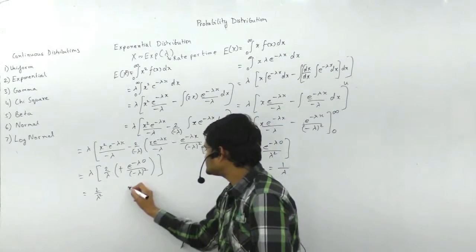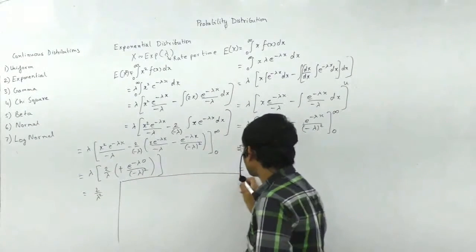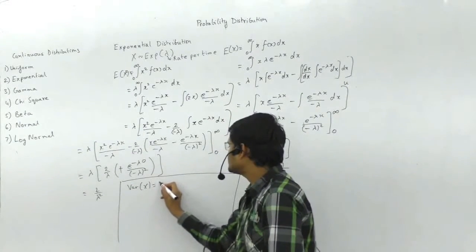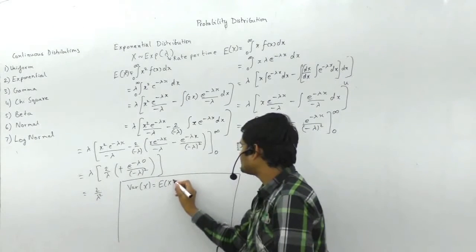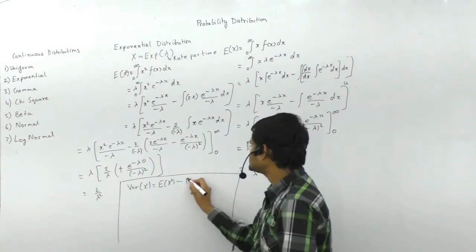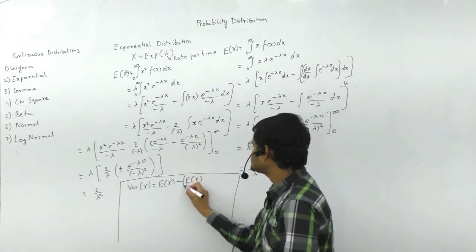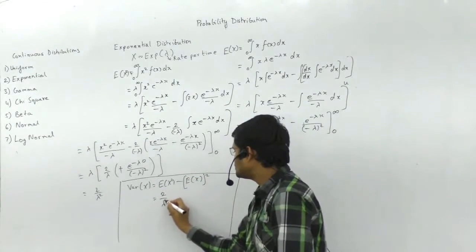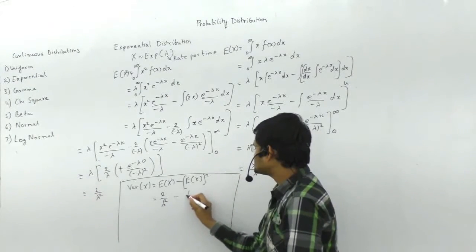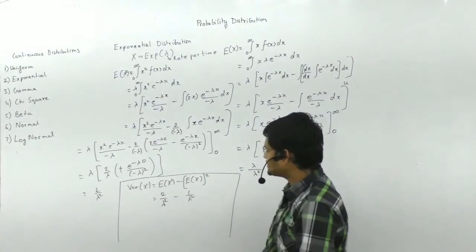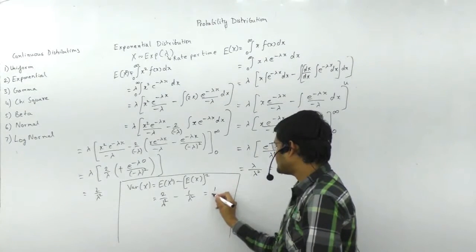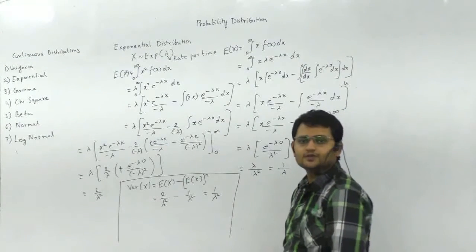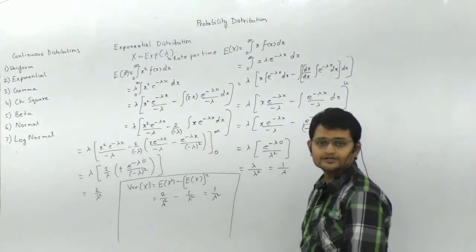Let's find the variance. Just do it here. So the variance of x will be the expected value of x square minus the expected value of x the whole square, that will be 2 by lambda square minus 1 by lambda square, that is nothing but 1 by lambda square. So the variance of an exponential distribution is 1 by lambda square.